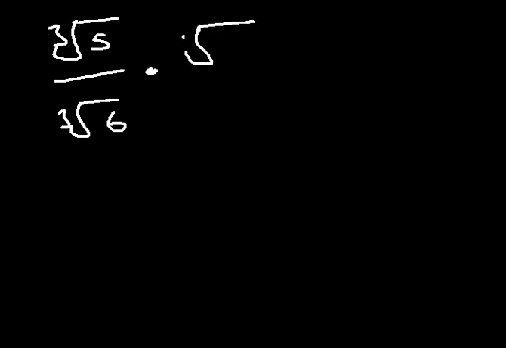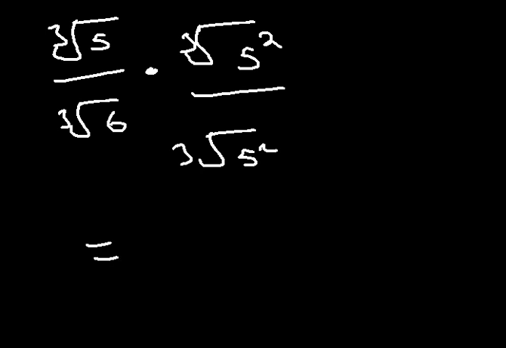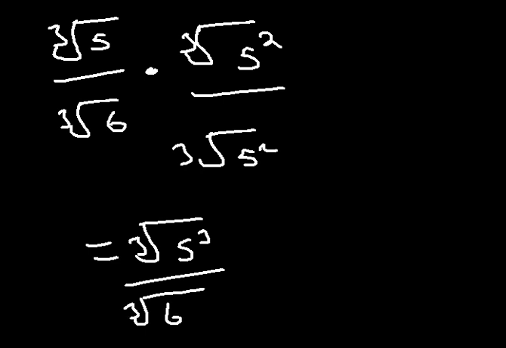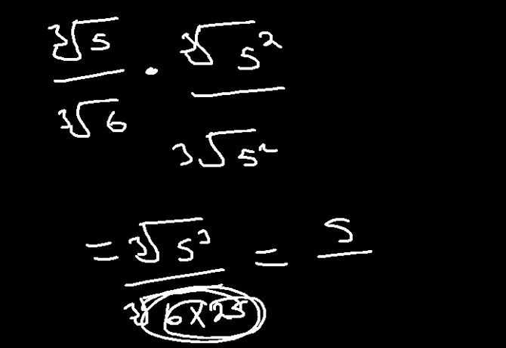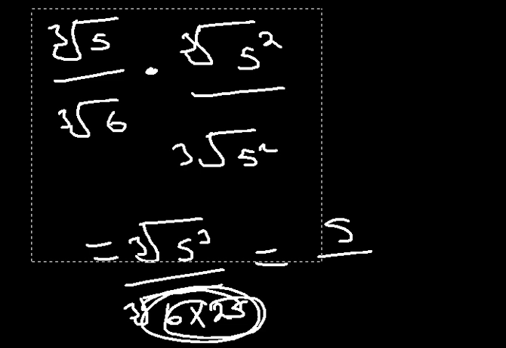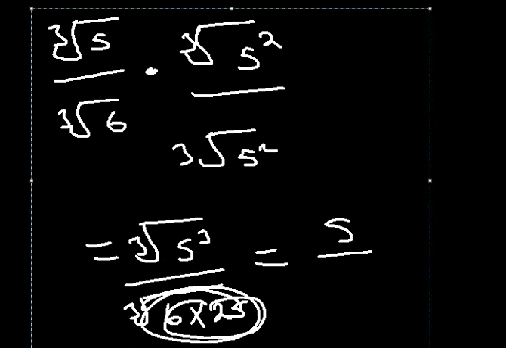We have the cube root of 5 to the power 2 divided by the cube root of 5 to the power 2, which means we'll have the cube root of 5 to the power 3 divided by the cube root of 6 times 25. Simplifying that, we'll have 5 divided by whatever we have down there. So that's the working principle behind rationalization.